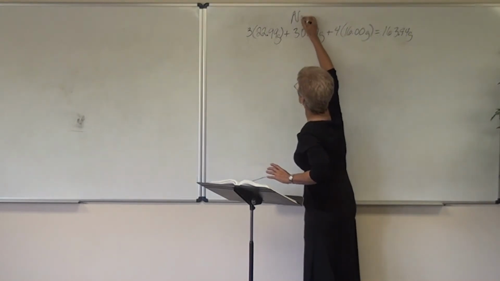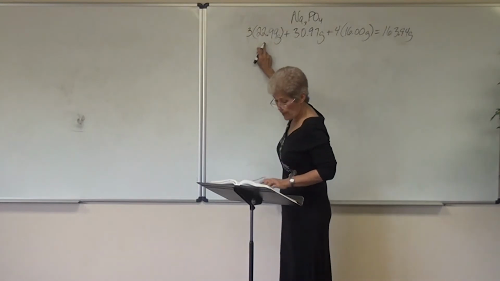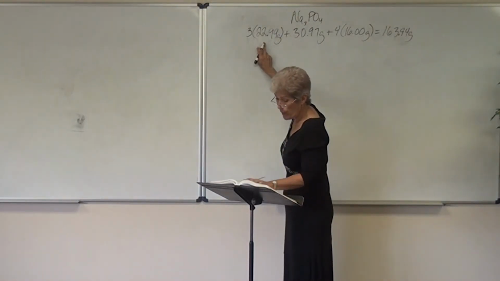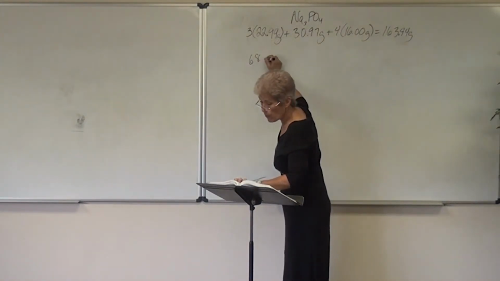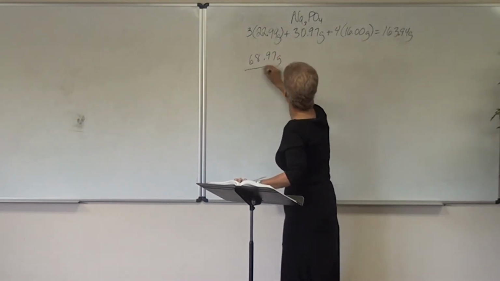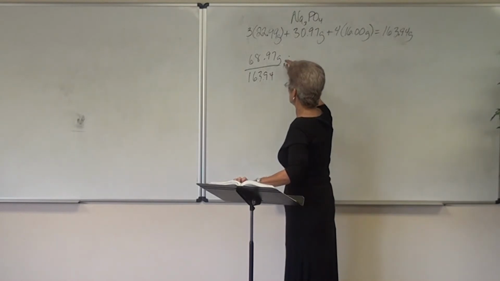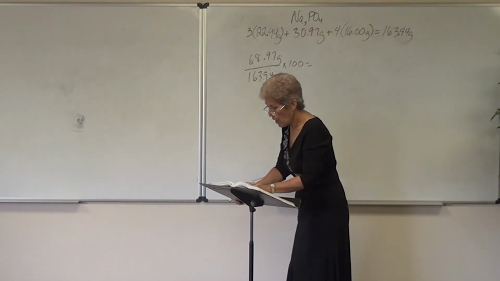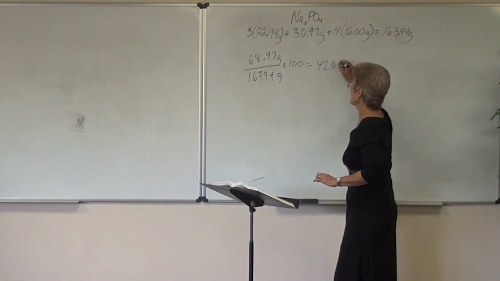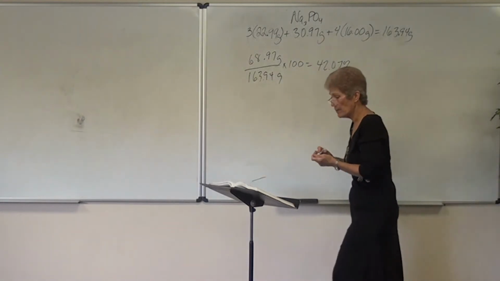Remember, this is what we're dividing by. Okay, so now we take the sodium. So we have 3 times 22.99, and that's going to give us 68.97 grams over the total, which is 163.94. And then you multiply that by 100, and that's going to give us the percentage of sodium, which ends up being 42.07, etc. Everybody sees how that's done? So we're good. Okay, let's go on.